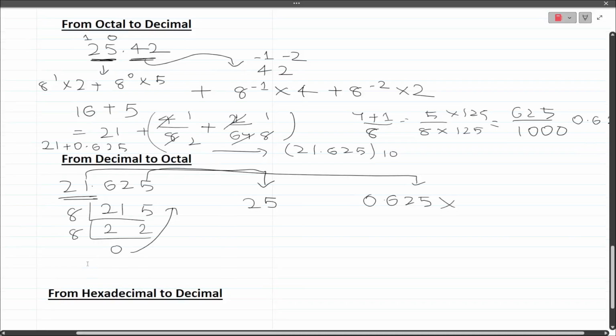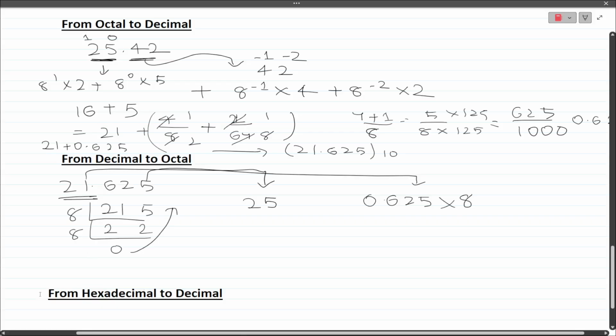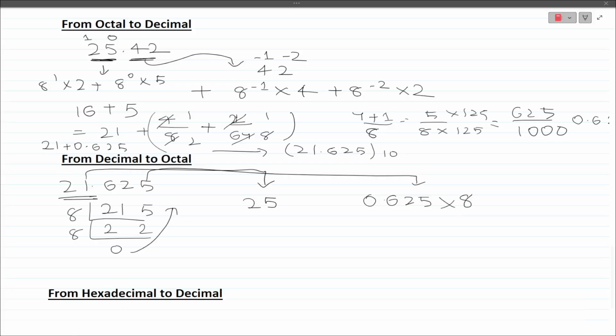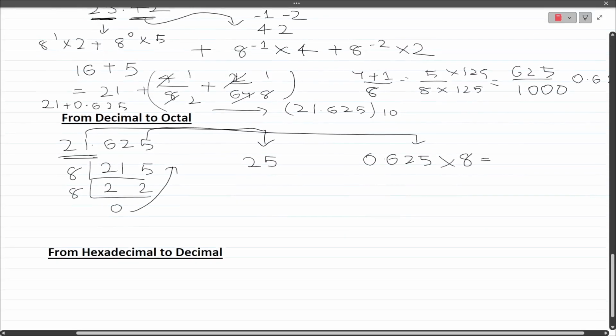How to convert decimal to octal? I will be multiplying it with 8, because there I was converting it to binary, that is why I was multiplying by 2. But here I need to multiply by 8. Would you understand what I'm saying right now? Now, yes, I need to multiply. It will take a little time, but we can deal with this.